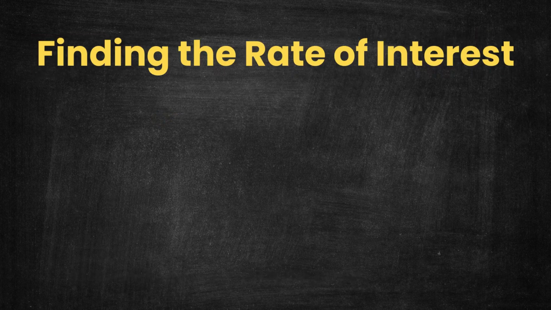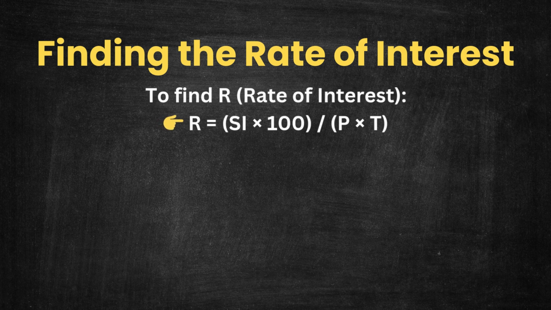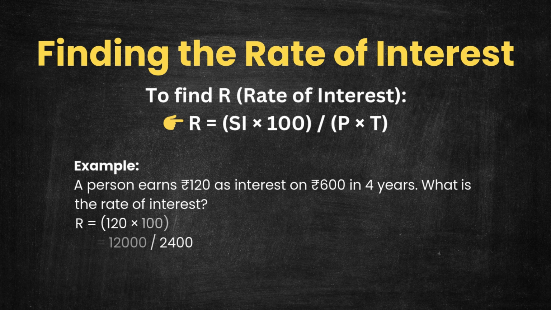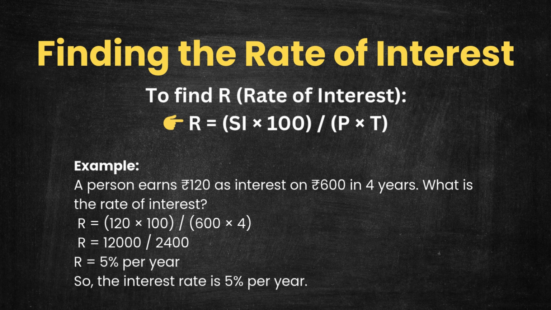Finding the rate of interest. Now, let's say we know the interest, principal, and time, but we don't know the rate. To find the rate of interest, R is equal to simple interest times 100 divided by P times T. Example, a person earns 120 rupees as interest on 600 rupees in 4 years. What is the rate of interest? R is equal to 120 times 100 divided by 600 times 4. R is equal to 12,000 divided by 2,400. R is equal to 5% per year. So, the interest rate is 5% per year.